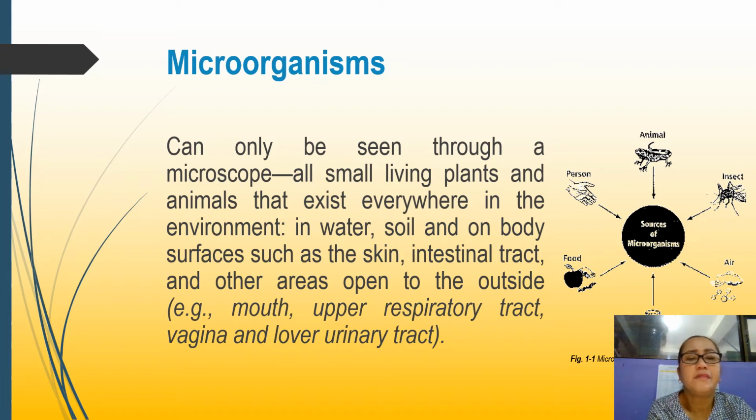So here are microorganisms. These are organisms that can only be seen through the microscope. That is why they are called micro, because they are microscopic. We cannot see them. All microorganisms are small living plants and animals that exist everywhere in the environment. They could be in soil, just like in the figure here, and on the body surface, such as the skin, intestinal tract, and other areas open to the outside.